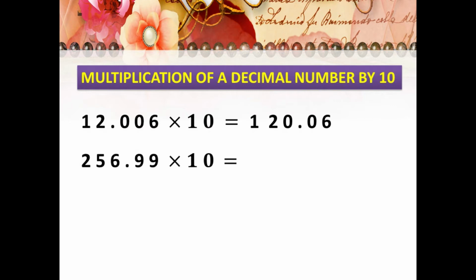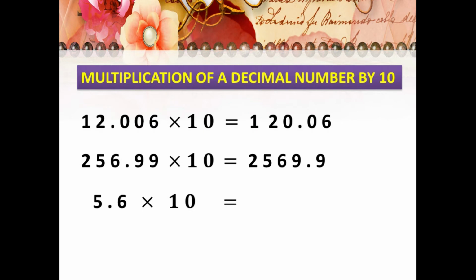Next question is 256.99 into 10. 10 has one zero. So, the decimal point moves one place to the right. So, the answer is 2569.9.